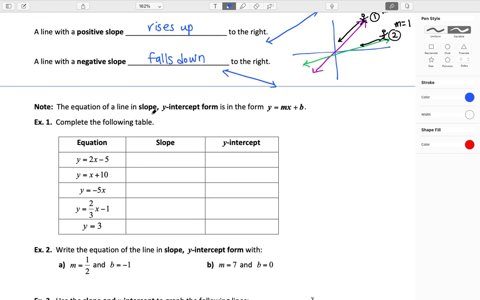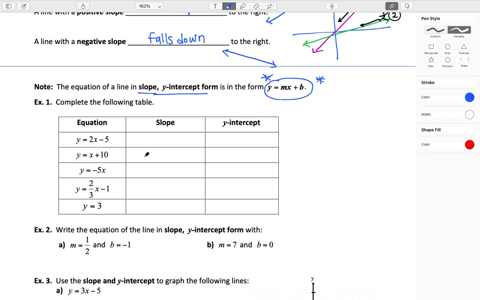Now the equation of a line in slope y-intercept form is y is equal to mx plus b. So you must memorize this equation. Now example 1. So complete the following table. So let's try this. So it looks like we're given a slope y-intercept form, and we need to find the slope and y-intercept. For example 1a, the slope is 2, and my y-intercept is negative 5.